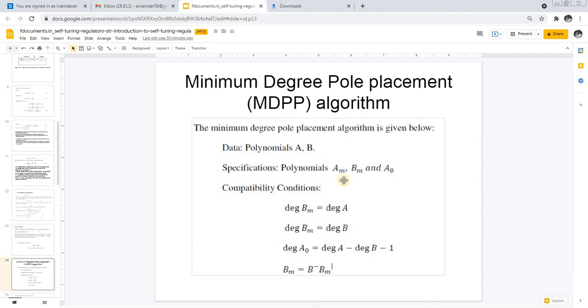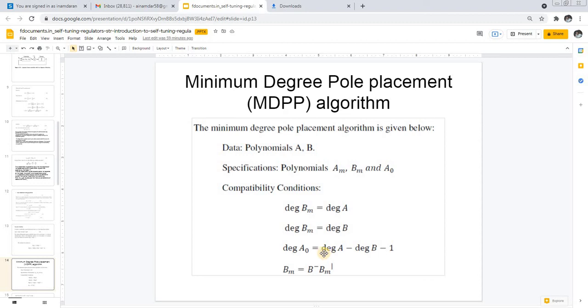The compatibility conditions in which this minimum degree pole placement algorithm will run are: degree of Am equals degree of A, degree of Bm equals degree of B, and degree of A0 equals degree of A minus degree of B minus 1. And lastly, Bm should be B inverse, Bm inverse and B minus.